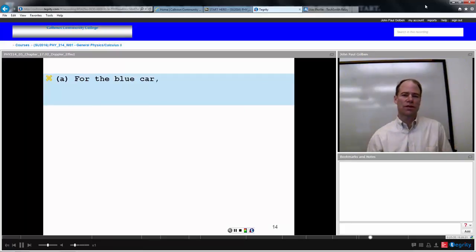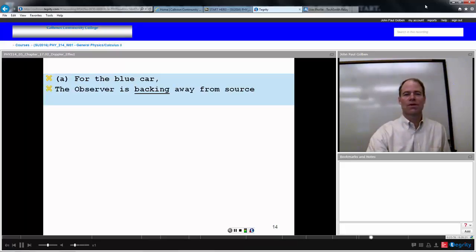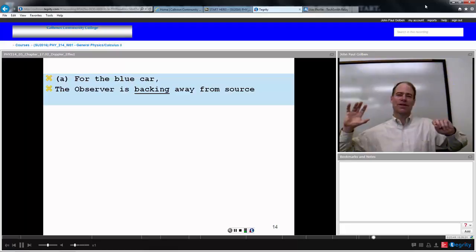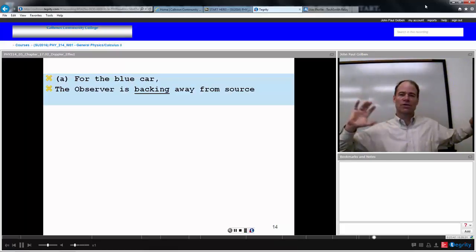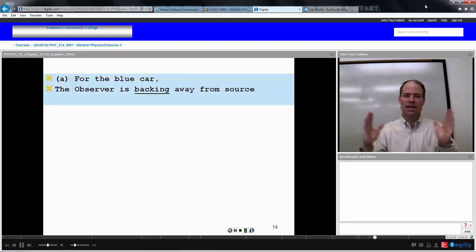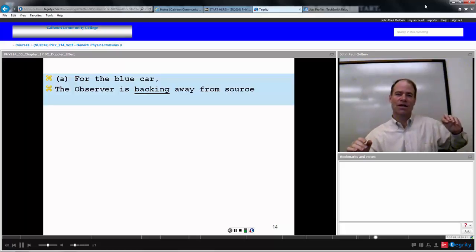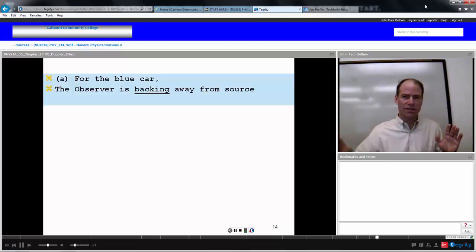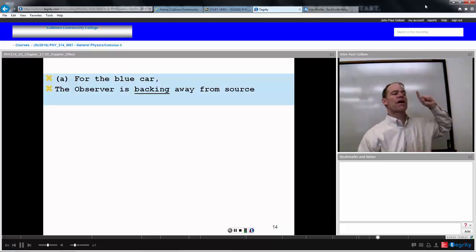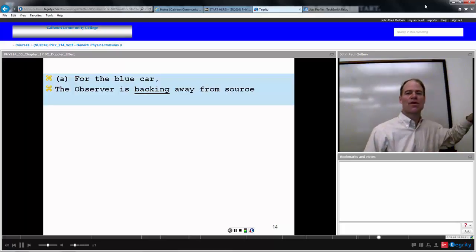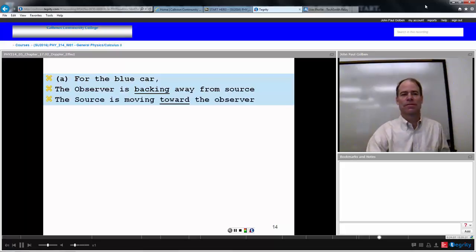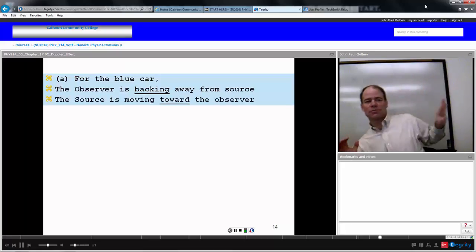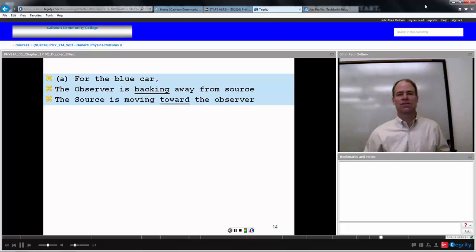So what's observed by the blue car? Well, the observer is backing away from the source. Over here is the source, and here's the blue car, and the blue car is moving away from where the source is. So even though the relative distance is getting shorter, it's the intent of the observer to back away. The observer doesn't know what the source is doing. The source is somewhere over there, and it's my intent to move in the opposite direction. So I am backing away from the source. The source sees the observer over here and is moving in that direction. So the source is moving toward the observer.